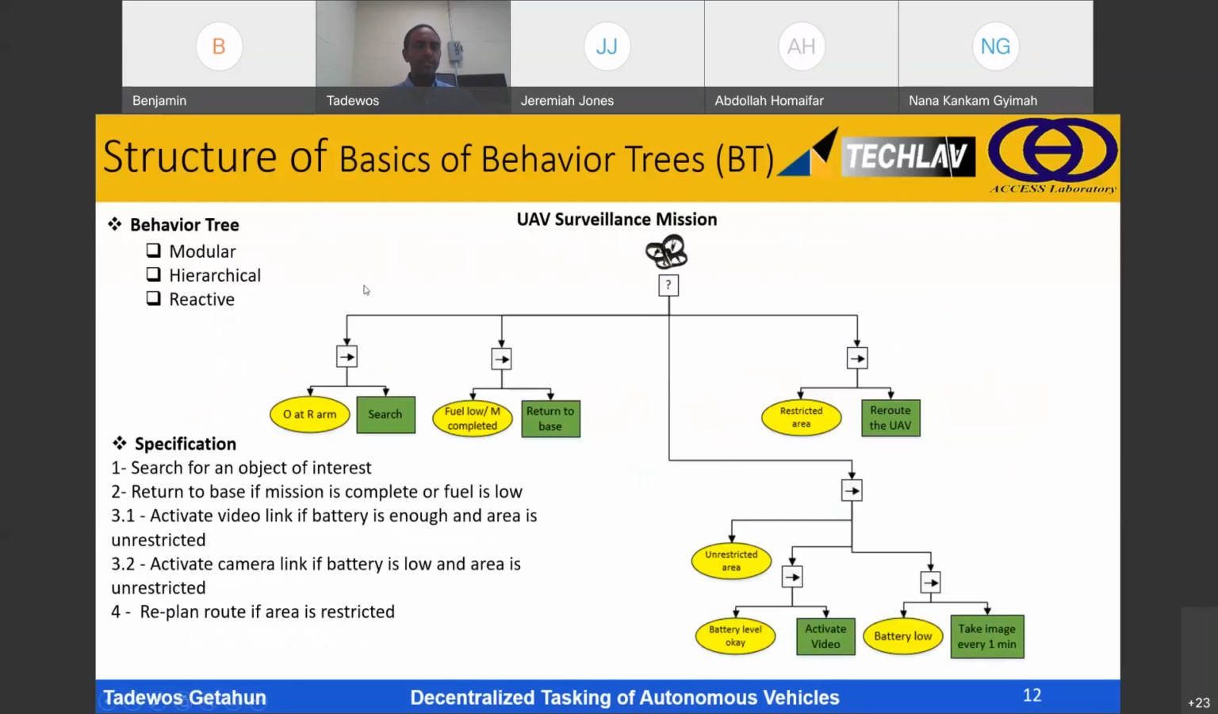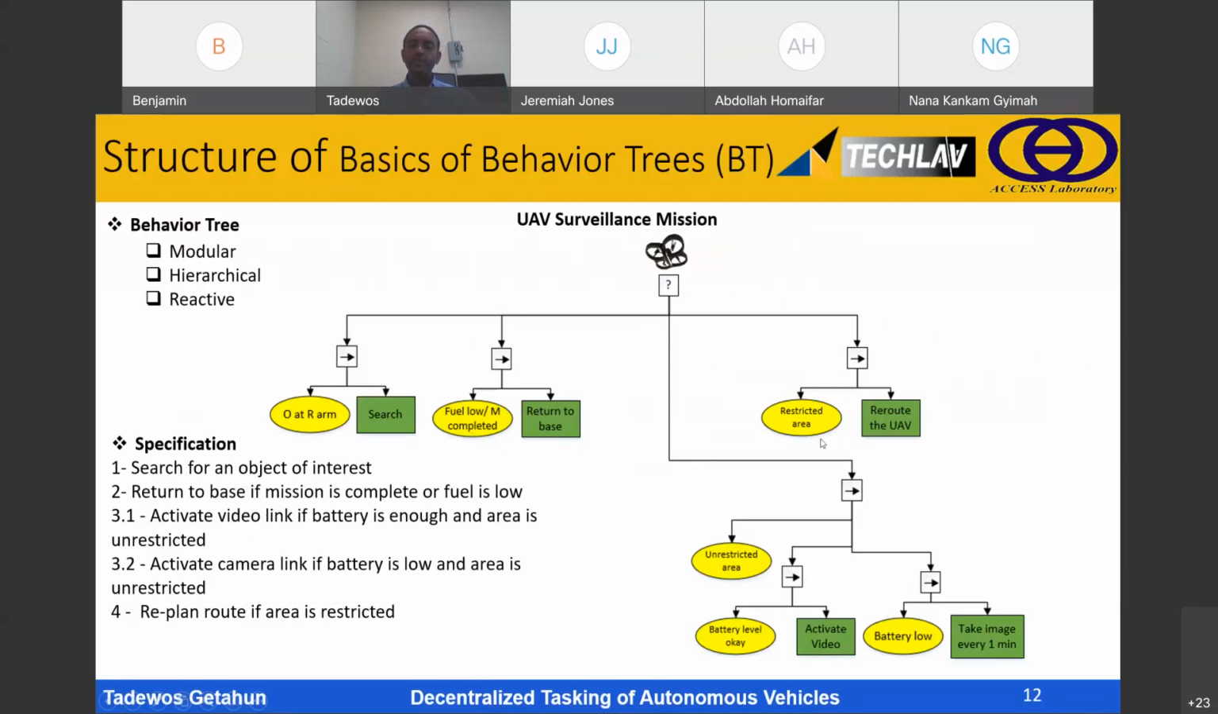I mentioned behavior trees are modular, hierarchical, and reactive. Imagine we have a specification: search for an object, return to base, activate camera, replan. They are modular because we can map each mission, each specification, to a sub-BT, as you can see. For example, return to base, if the mission is complete, can be the second sub-BT. They are hierarchical because the flow is from top to bottom and from left to right.